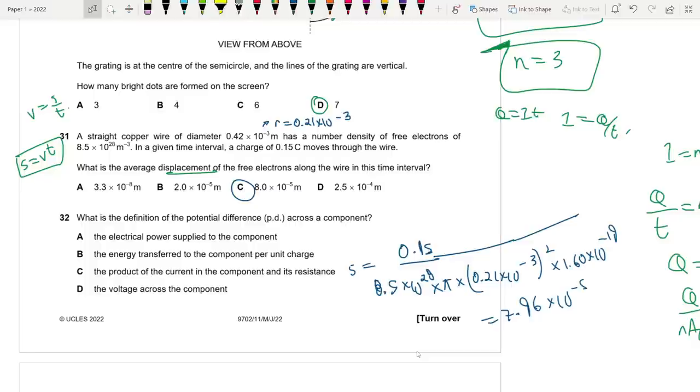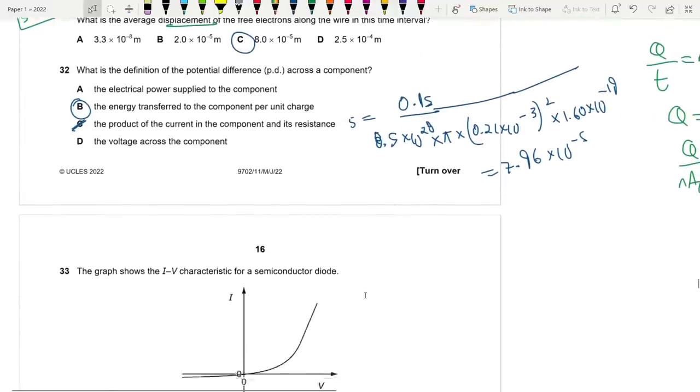Okay, so 32C is misleading. Product of current and V is equal to IR, it's misleading. The correct answer is energy per unit charge, okay? Transferred to the component. This is the answer, right? Or you could say that it's the work done per unit charge as it passes through a component.